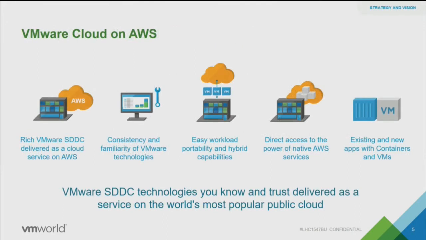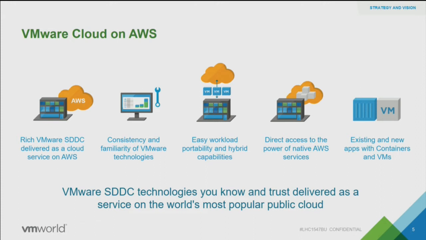Now, if you think about what we're solving for and what we're going to talk about in this session, you're getting the full rich set of SDDC technologies. So everything that you're used to today from VMware is going to be delivered as a service from VMware on top of AWS. Consistency of operations, meaning that you can use the same tools that you're using today on premises. Nothing changes for you. The same set of APIs are available, your scripts, everything is going to work. No need to learn new skills.